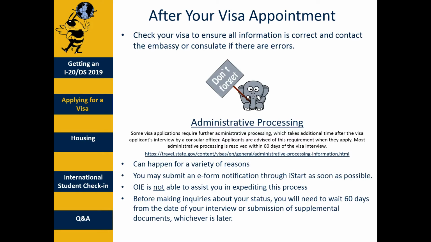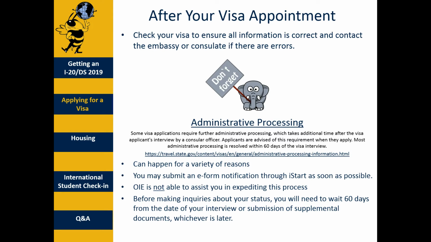Regarding administrative processing, it could happen for a variety of reasons, and you should be told what the reason is. Sometimes when you're at the consulate, they may review your application and determine that it needs further processing. This can take additional time after your interview with a consular officer. Applicants are advised of this requirement when they apply. Most processing is resolved within 60 days of the interview, and we have the website there to click on for more information. If this happens to you, please notify our office as soon as possible.